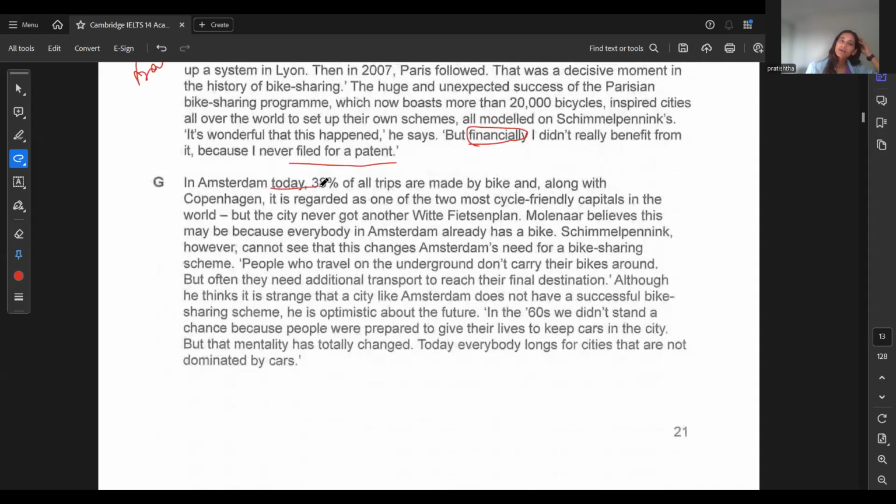Now, in today's Amsterdam, so this passage, if you remember, we did a question about it. 38% of all trips are made by bike, and along with Copenhagen, it's regarded as one of the two most cycle friendly capitals in the world. But the city never got another Witte Fietsen plan. He believes that this may be because everybody in Amsterdam already has a bike. So people were buying bikes, right? And so why it was failing in modern day was that people owned bikes.